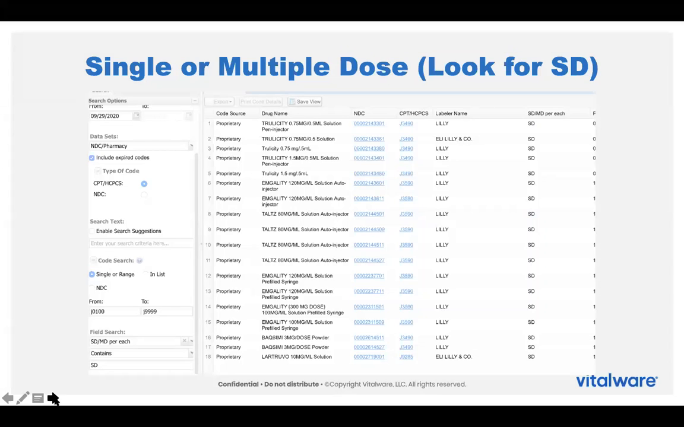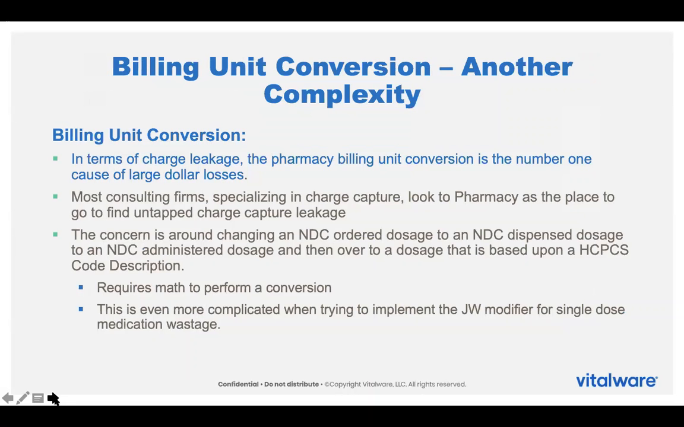And what I usually do in the CDM to make it easier for the future is I will put either at the end of the name of the drug or at the beginning SD for single dose in the Charge Master description. Those are going to need a billing unit conversion as well. So we're going to move on now from the JW to the billing units.